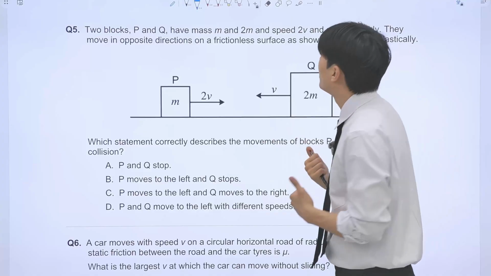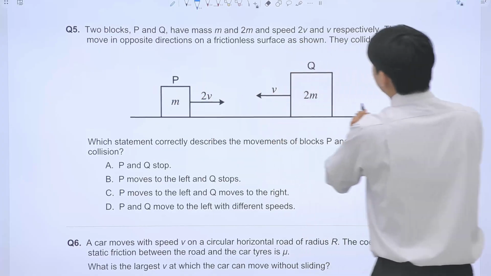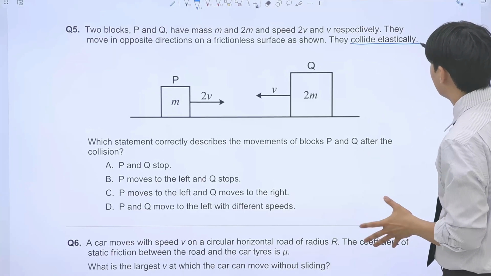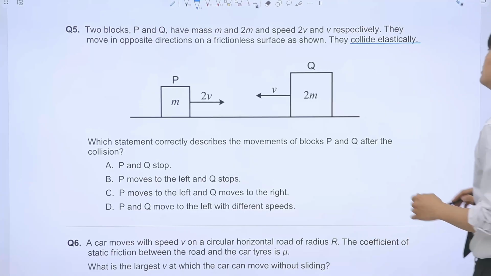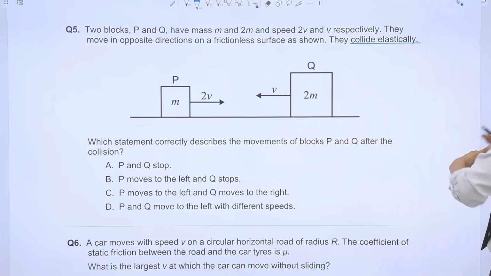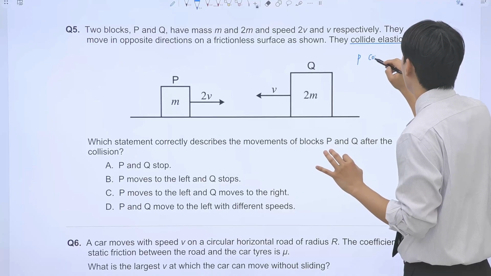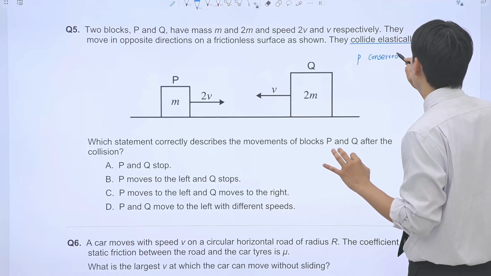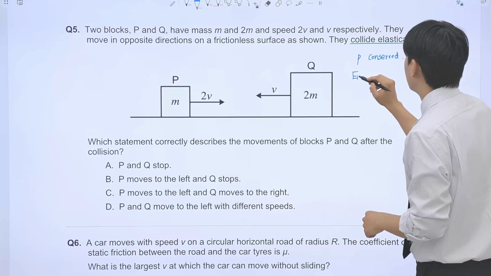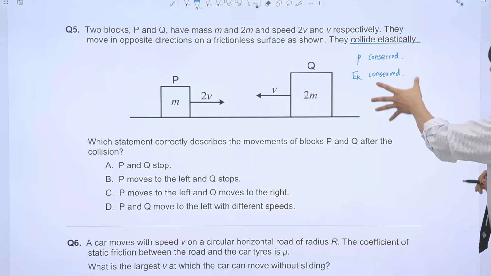Next, we got question 5. We have two blocks, P and Q, and they collide. One thing we can notice is they collide elastically. Whether it is an elastic or inelastic collision, momentum must be conserved in any circumstance. But for an elastic collision, the kinetic energy must be conserved as well, so we have to conserve two things in that case.